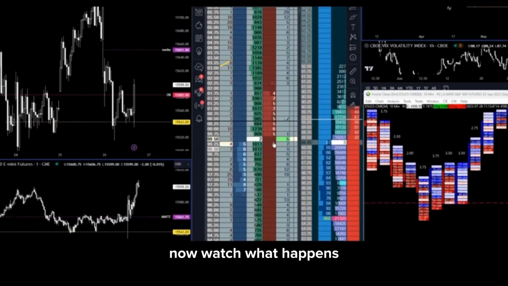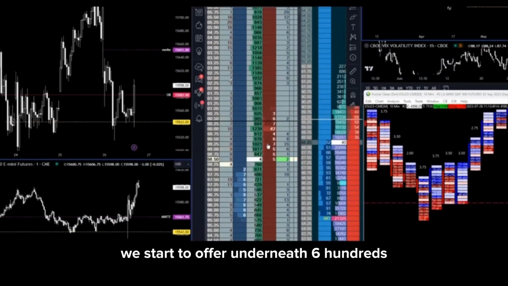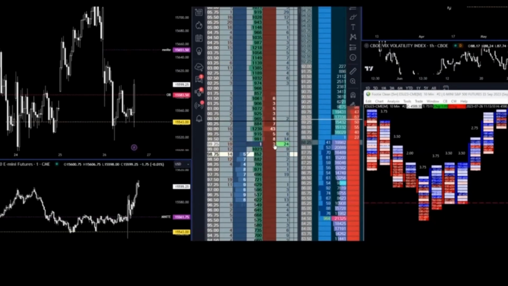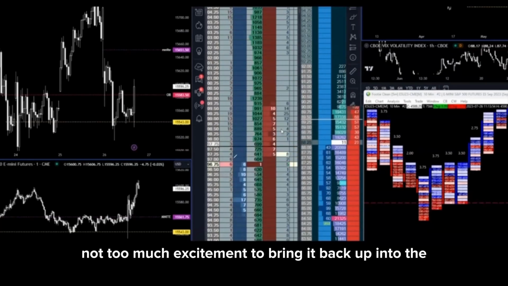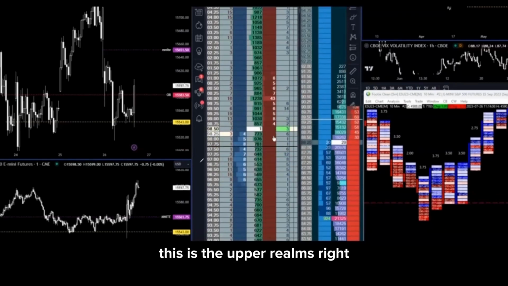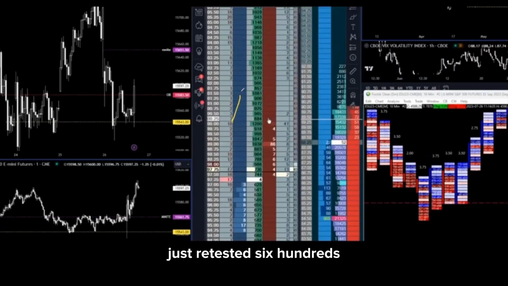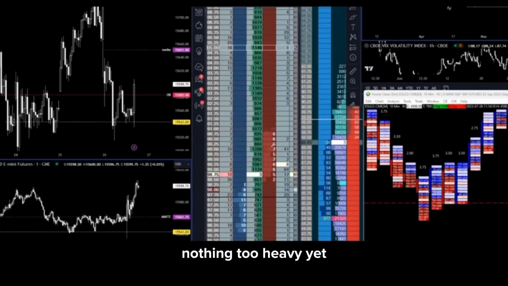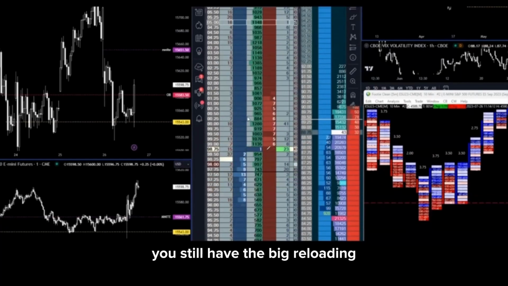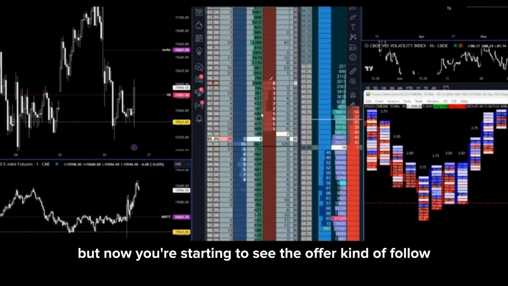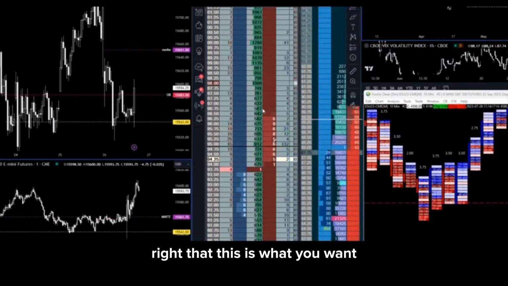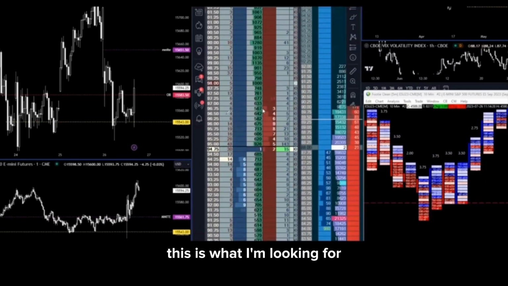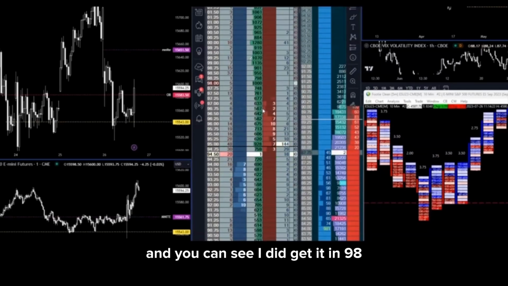Now watch what happens. You start to offer underneath 600s. Not too much excitement to bring it back up into the upper realms, right? Just retested 600s and just met with a couple offers. Nothing too heavy yet. You still have the bid reloading, but now you're starting to see that offer follow, right? This is what you want. This is what I'm looking for. And you can see I did get in at 9.8, have a stop at fives.